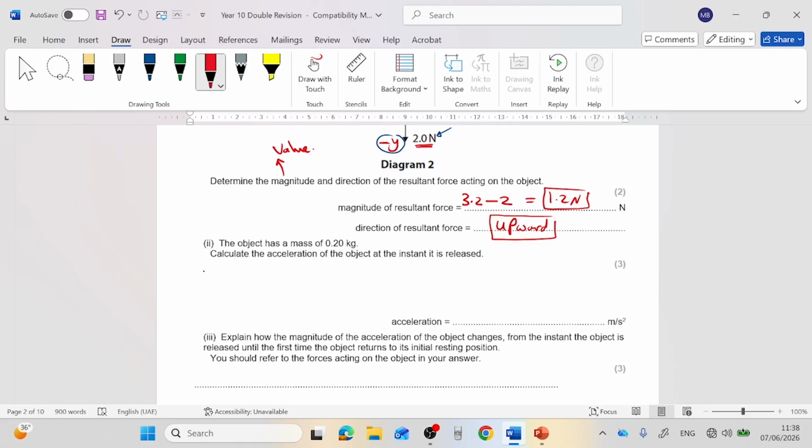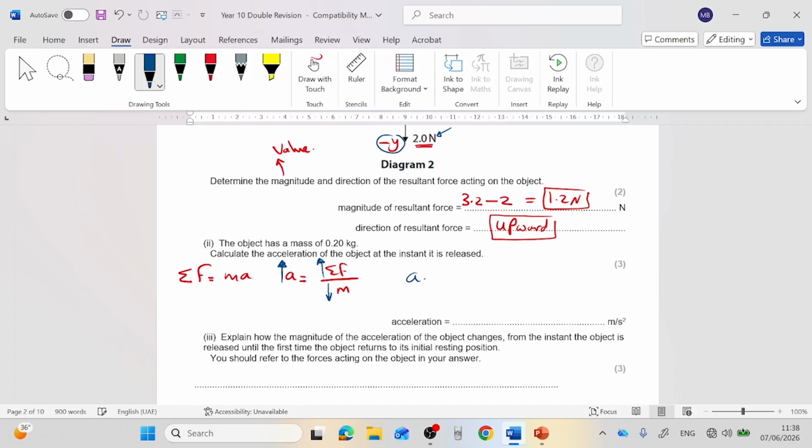How can we calculate the acceleration? We can calculate the acceleration from Newton's second law. Newton's second law states that if you have a resultant force, the object will acquire an acceleration. This acceleration is directly proportional to the resultant force. So this means that if you are acting on an object by a greater resultant force, it will gain a higher acceleration. But at the same time, it is inversely proportional to its mass. This means that if the object has a smaller mass, it will gain more acceleration.